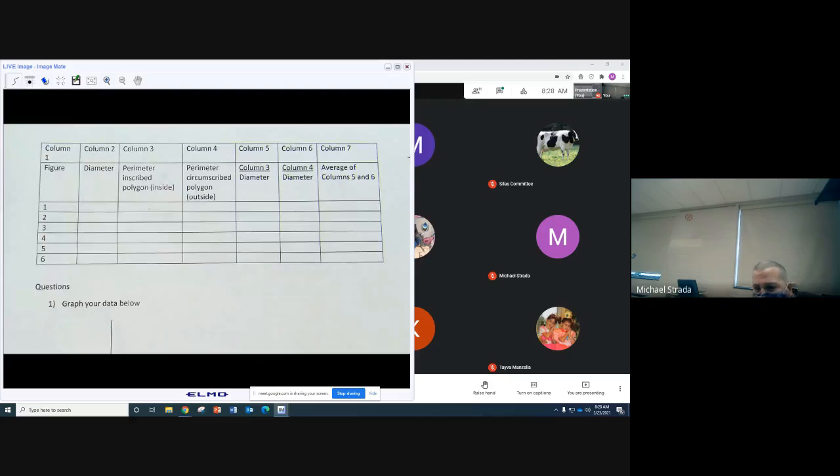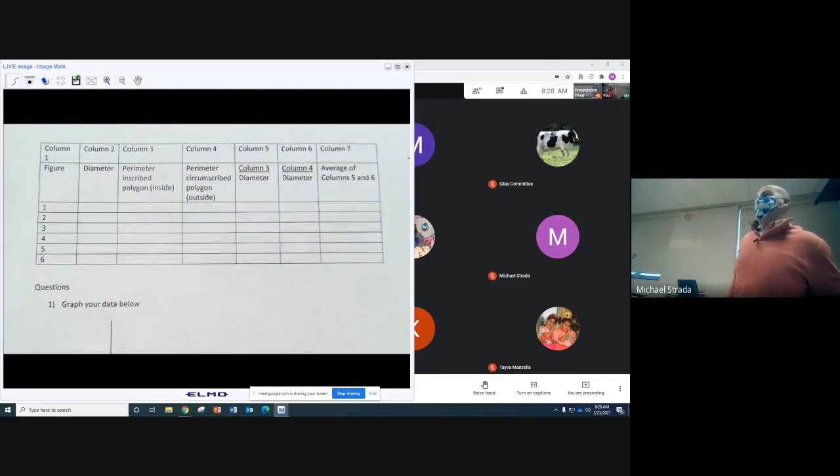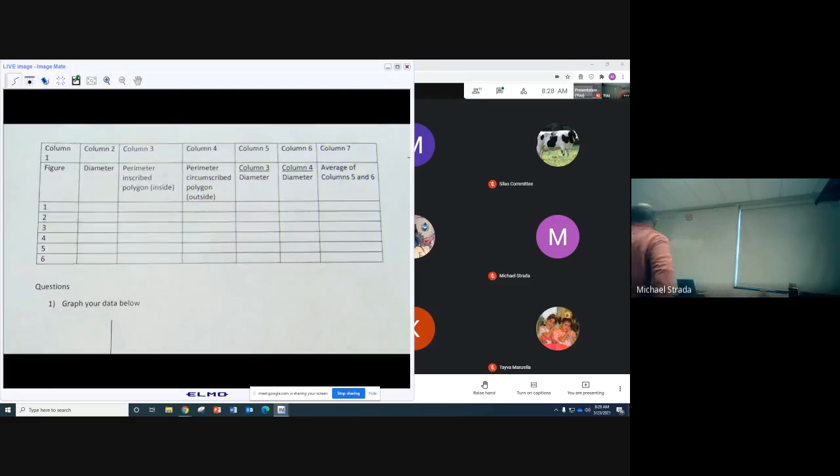Those lines in columns 5 and 6 are division zones. So you're going to divide. Column 5 says column 3 divided by diameter. So what you're going to do is take the perimeter of the inside one and divide by the diameter. You can do column 3 divided by column 2. Column 6, you're doing the same thing, but you're using column 4, so you're using the bigger polygon. Again, you're dividing by the diameter. That's all you're doing. I want to make sure we understand the formatting. Good? So this means divide column 3 by your diameter. This means divide column 4 by your diameter.